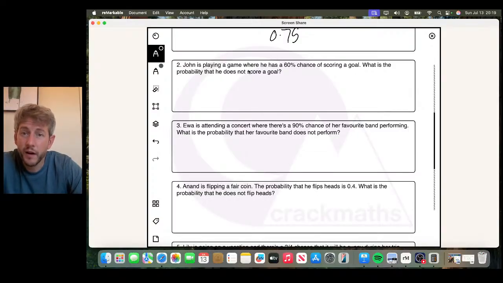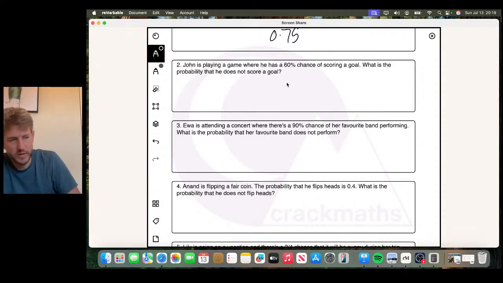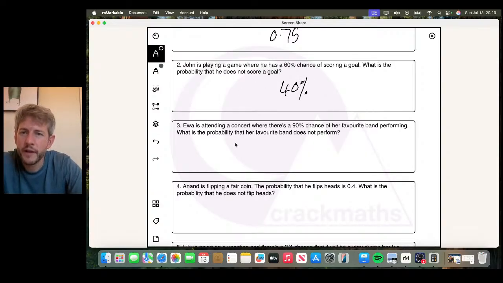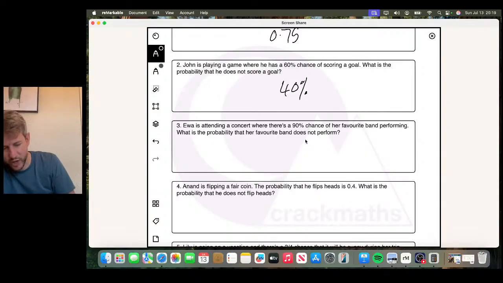John is playing a game where he has a 60% chance of scoring a goal. What is the probability that he does not score a goal? So that's 40%. Okay. Question 3. Eva is attending a concert where there's a 90% chance of her favourite band performing. What is the probability that her favourite band does not perform? So that is going to be 10%.